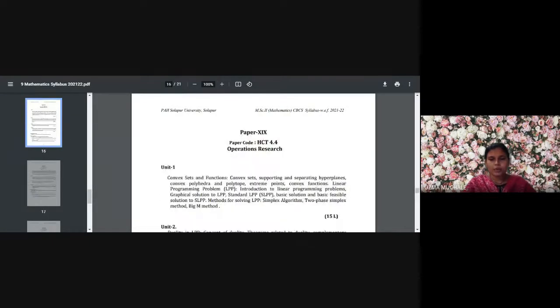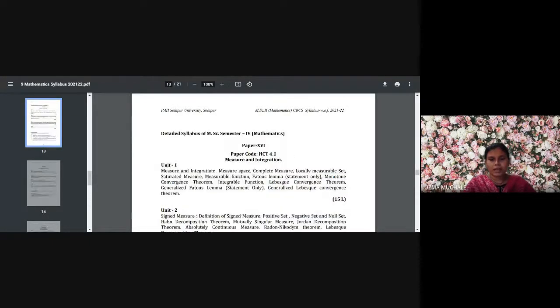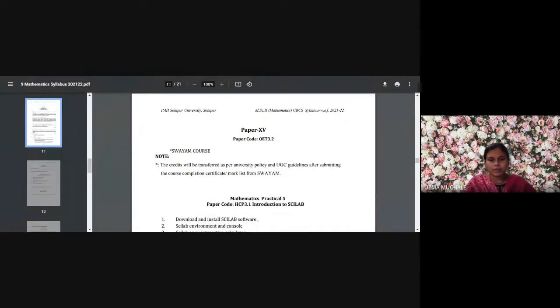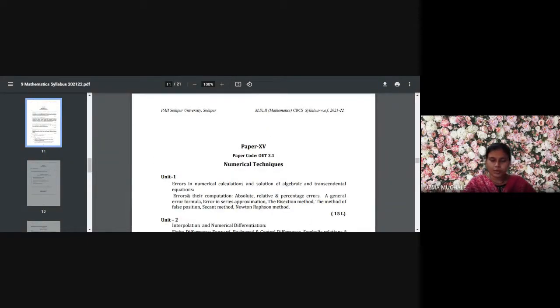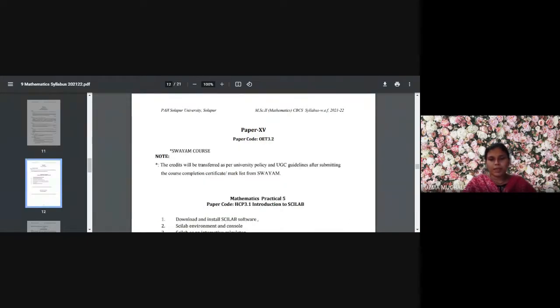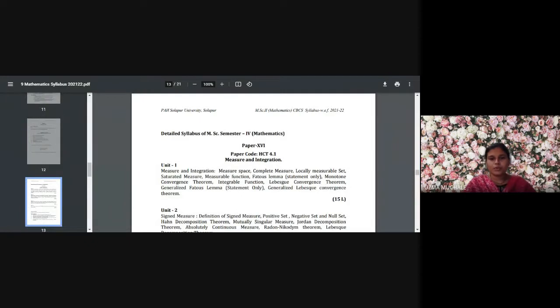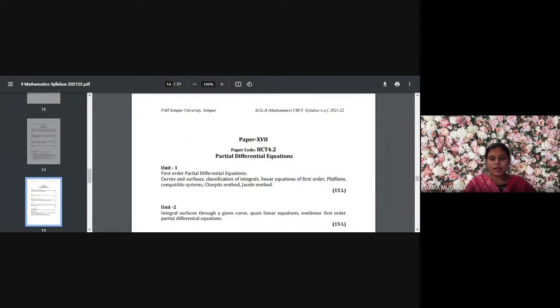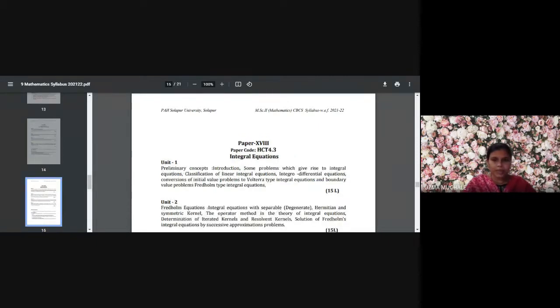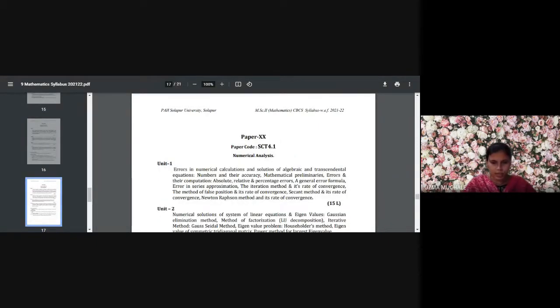And one thing I want to tell you people: suppose you are thinking that your score is less, no doubt due to our online examination your scores are much better, but if you want to score more, you can concentrate on your fourth semester, because in the fourth semester you have PDE, Integral Equation, Operation Research and Numerical Analysis, the four applied papers.